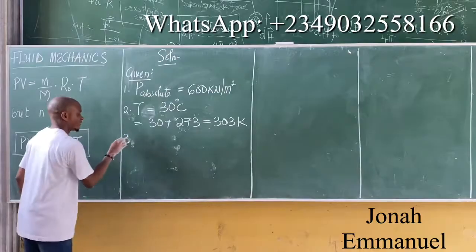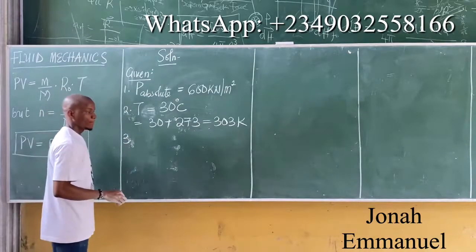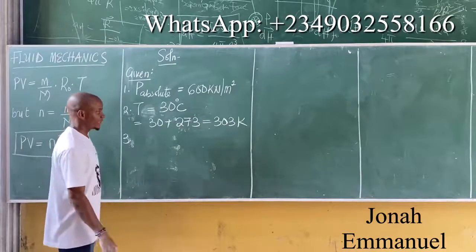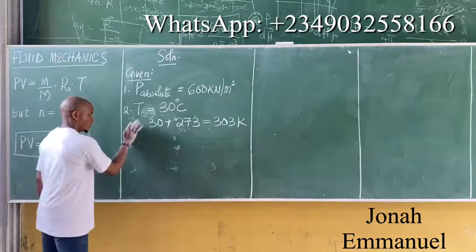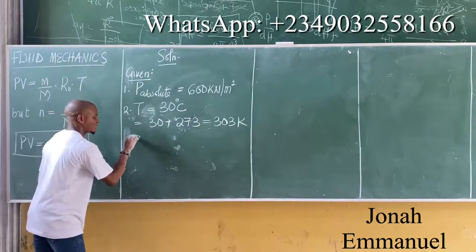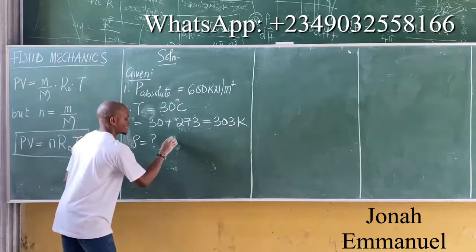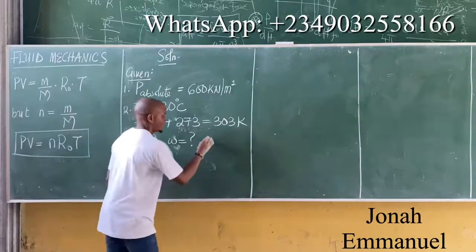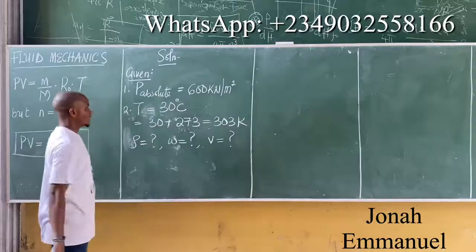What next again? What is our given there? Okay, that's all. The gas given is carbon dioxide. It has no value. Alright. I'm asked to find mass density rho, equal to unknown. Specific weight W, equal to unknown. Specific volume V, equal to unknown. So how do I find this?